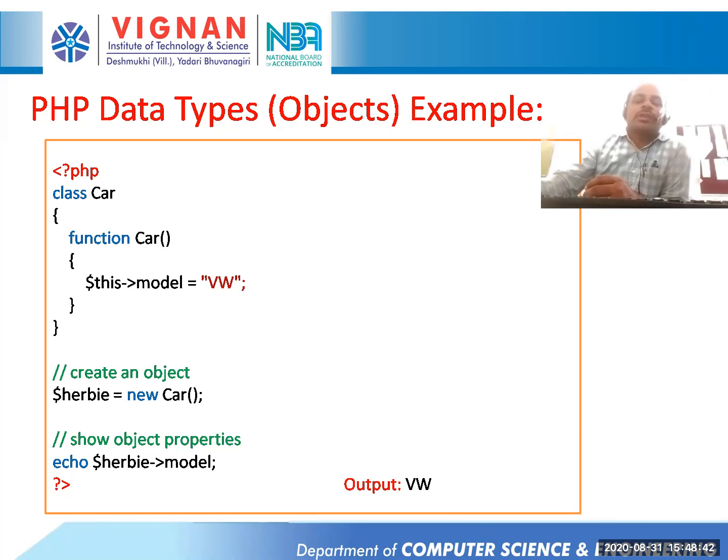After that, we have to create an object. Here $herbie equal to new Car. New is a keyword which is used to create an object, and Car is the name of the class, right? So here herbie is an object created by using the new keyword and class name. Next, if you want to display the value of an attribute of the object, then echo $herbie->model, so its value VW will be displayed here. Is it clear?